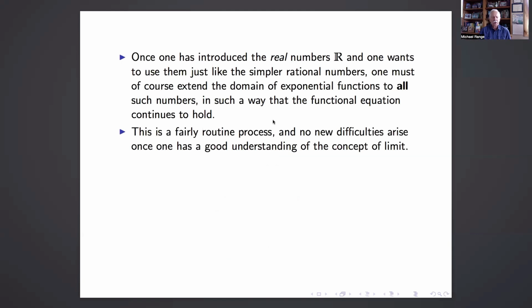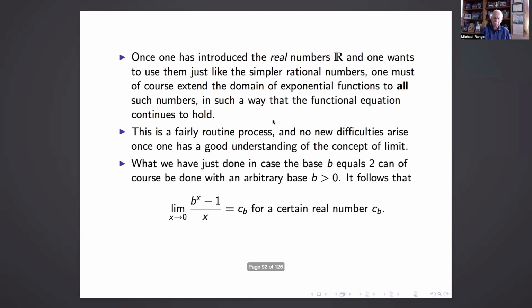This is a fairly routine process, and no new difficulties arise once one has a good understanding of the concept of limit. What we have just done in case the base b equals 2 can of course be done with an arbitrary base b greater than 0. It follows that the limit of (b to the power x minus 1) divided by x is equal to some number c sub b.